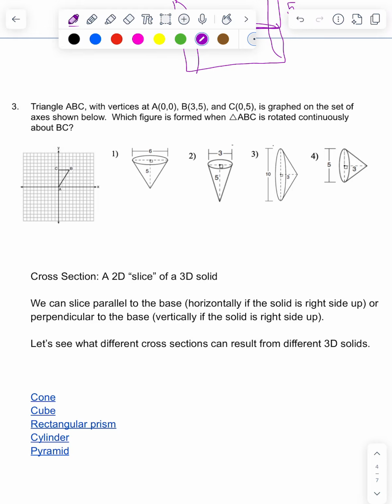And then over here, we are rotating triangle ABC around side BC. So side BC is over here. So we're going to see it on both sides. And it's going to look like this. So that knocks 1 and 2 out. So always draw it so you can see how it's oriented. And one has a diameter of 5. One has a diameter of 10. The diameter here is, 3, 4, 5, 10. So we have our answer.